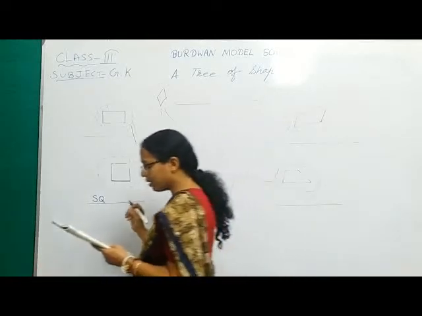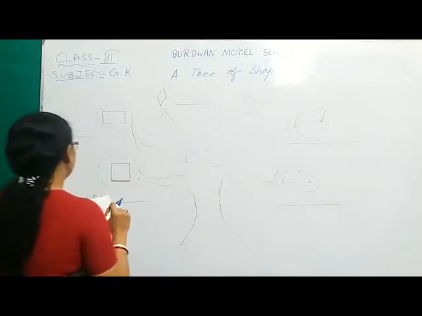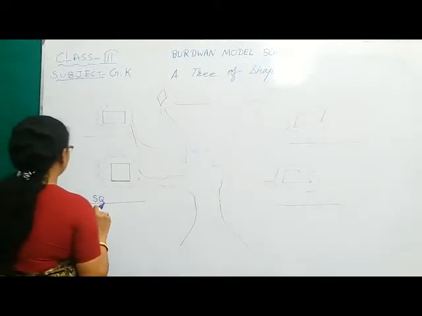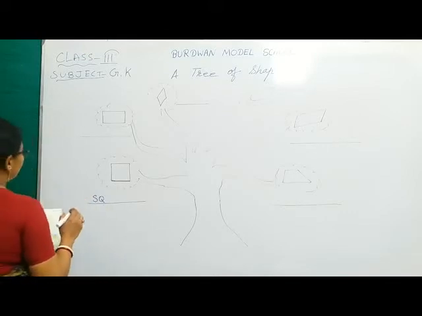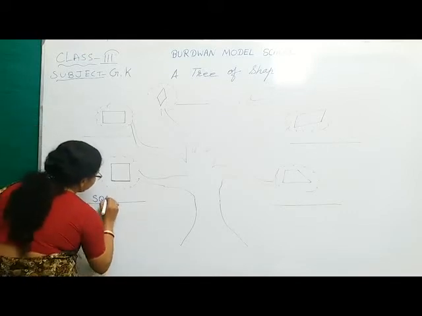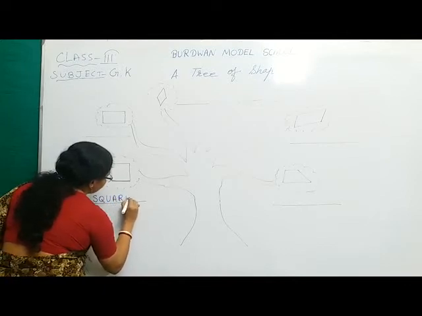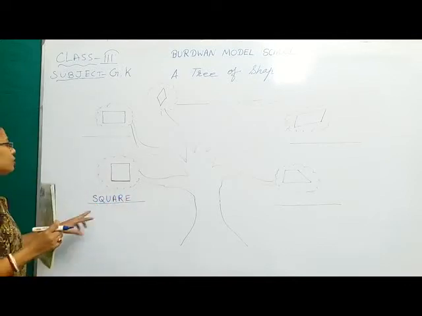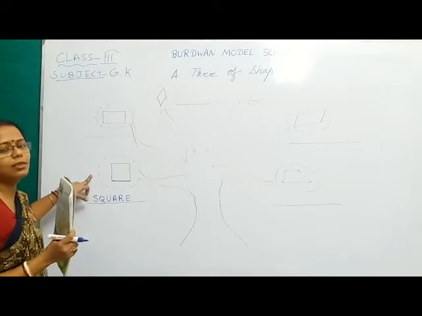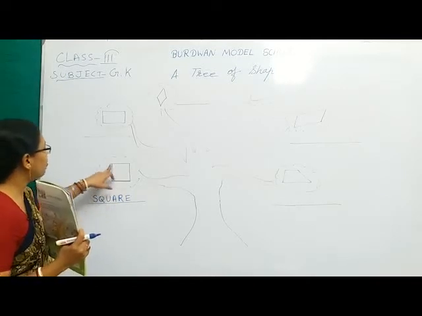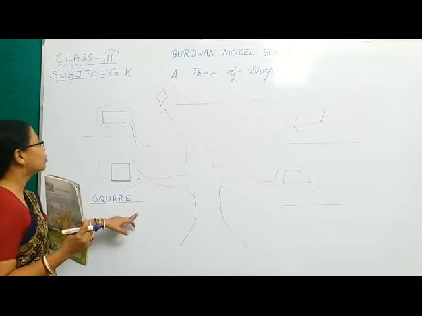We are having the first letter of square, S, in the red box and the rest of the letters in a different color. So what is the spelling of square? Here is the spelling of square. So this is the branch, this is the name of the shape of this branch, that is square.